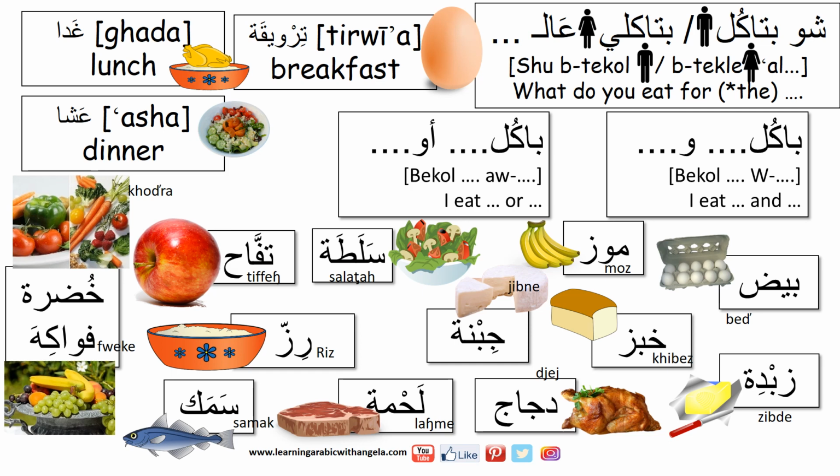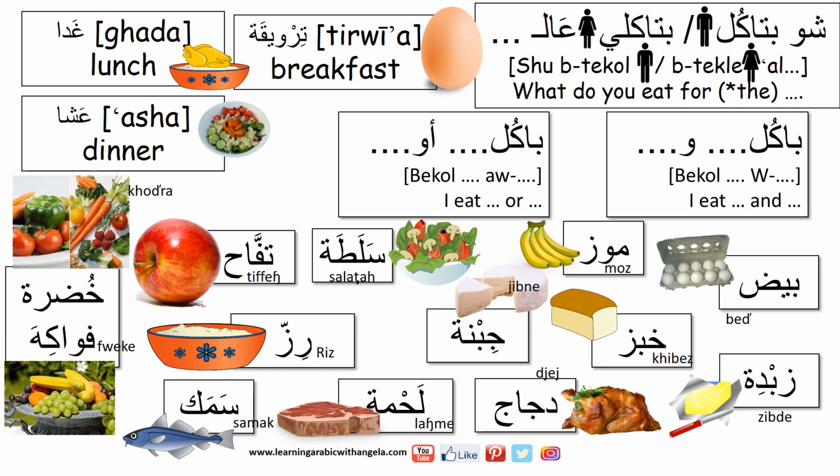And also note that after ع, we're going to use ال, so the definite article, ال. So الترويقة, الغدا, العشاء. So شو بتاكلي عالترويقة, عالغدا, عالعشاء. Kind of saying what do you eat for the breakfast or the lunch or the dinner. So remember that you have to use the definite article here.